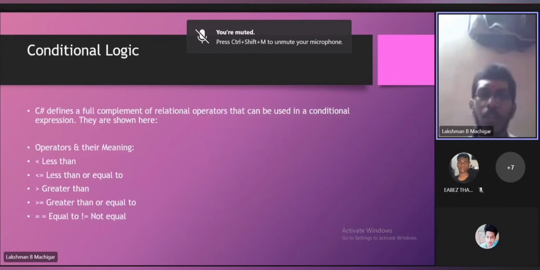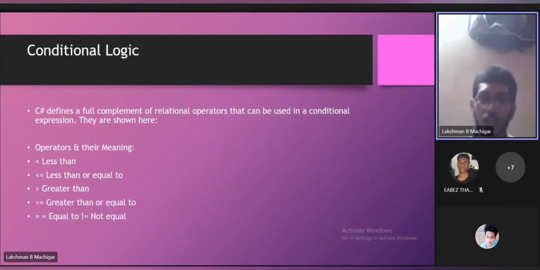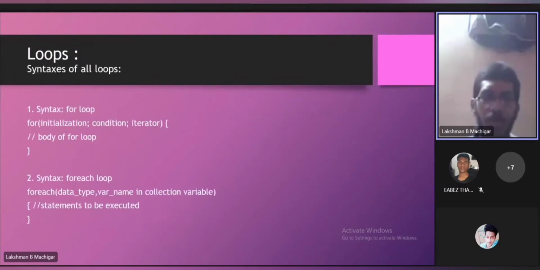Next we have the conditional logic operators under the C# language, which consist of the major operators: less than or equal to, greater than or equal to, and not equal to. Next we have the loops, which are the for and the for each loop. For the for each loop, we have a body which represents the entire elements, whatever we have assigned. And for the for each loop, we have the operation for each element.